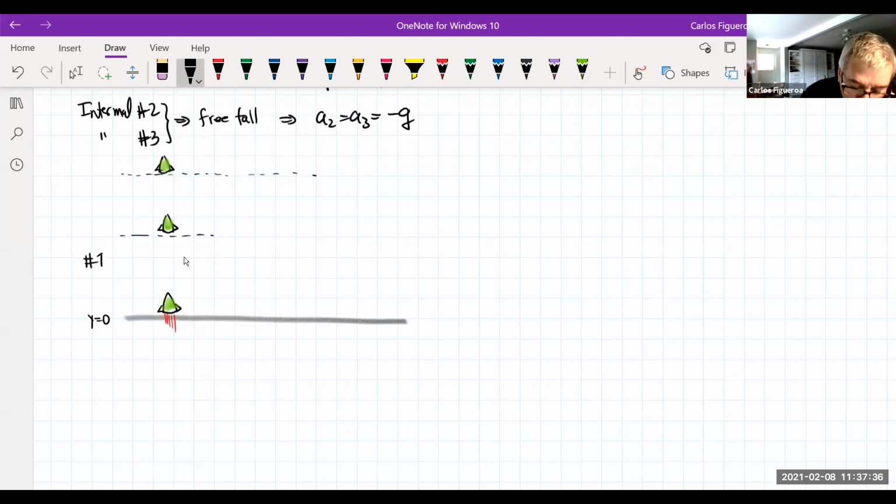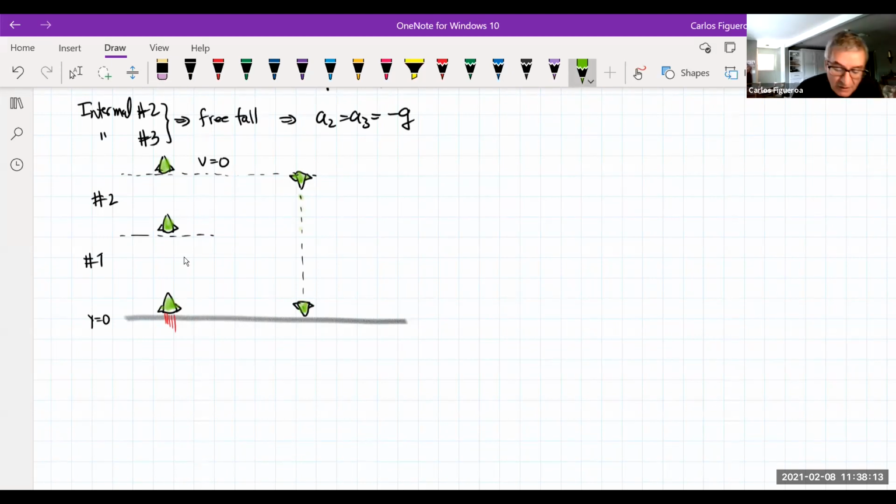What do I know about maximum height? Maximum height tells me that the speed is 0 here. So I'm going to call this interval 2. And then the rocket now starts to fall back down. And then it's going to come all the way down to here, where at some point, right before it hits the ground, it's going to be moving at some speed here.